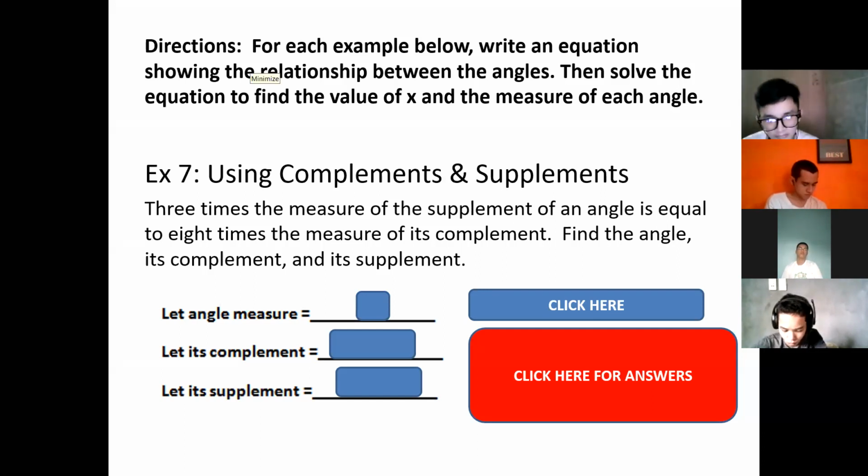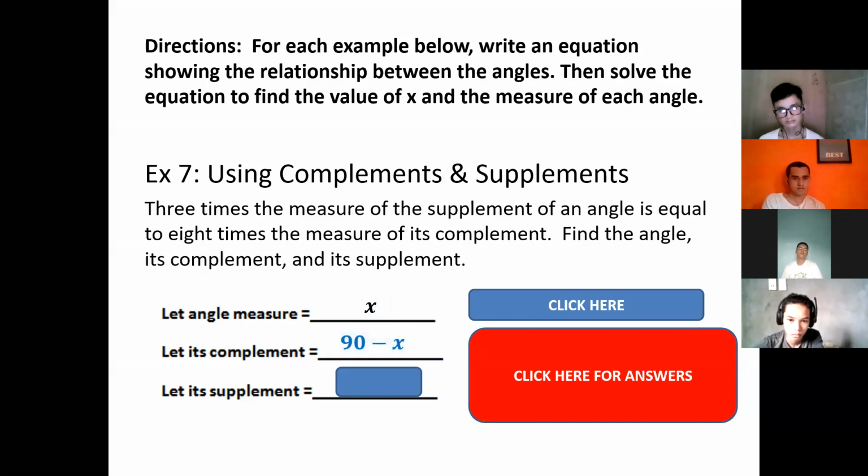So for the others who are still confused, why not view the solution for number 7? So let the angle be X. So the complement of the angle is 90 minus X. And the supplement is whatever the value of the angle, subtract it from 180, you'll get the supplement. From the problem itself, 3 times the measure of the supplement, so 3 times 180 minus X, is equal to 8 times the measure of the complement, so that is 8 times 90 minus X.